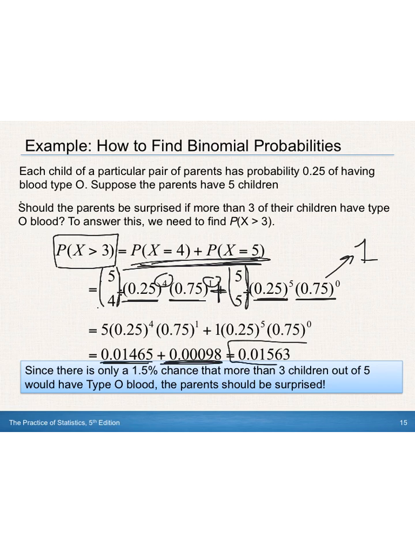We add it all together. And then you have to answer the question. And the question in this case is, should parents be surprised if more than 3 of their children have type O blood? Well, here's the percentage, 1.5%. And since 1.5% is so low, then if more than 3 of their children had type O blood, their parents should be surprised.